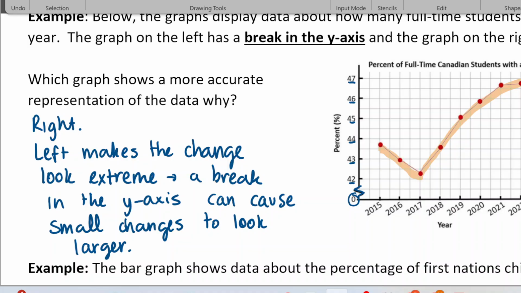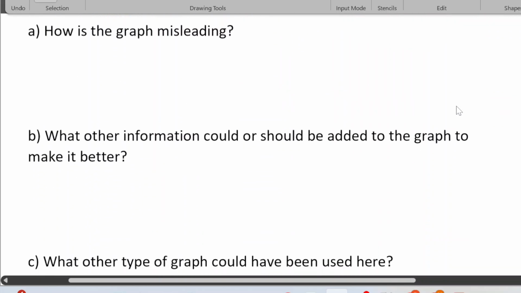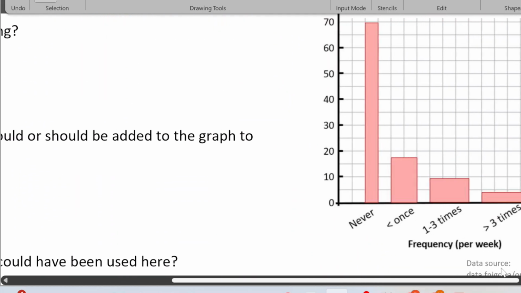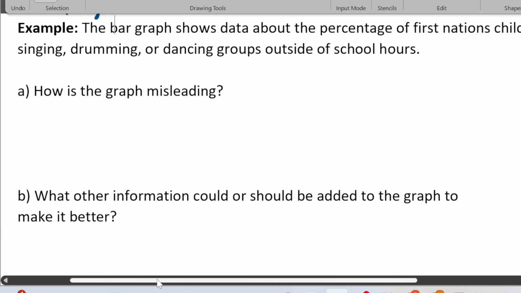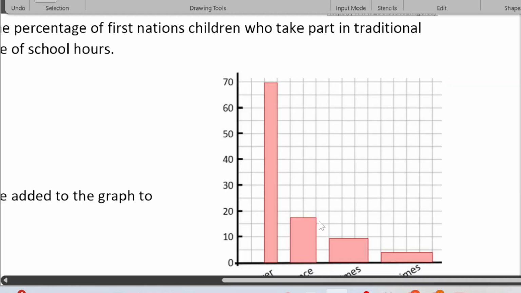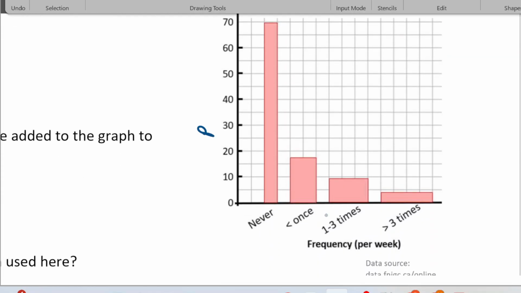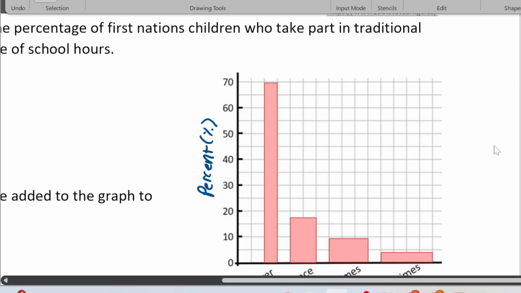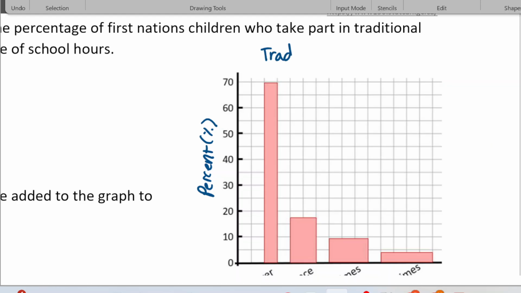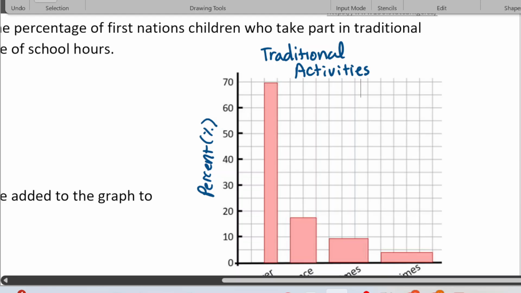All right. So let's look at the next example. We're looking at some bar graphs. So let's look at the data. This data is showing the percentage of First Nations children who take part in traditional singing, drumming, or dancing groups during school hours. Okay, so this is not a great graph because we don't have labels, we don't have a title, right? So it's children who are taking part in traditional activities. But there's something else that's wrong with this graph that makes it hard to read and understand.